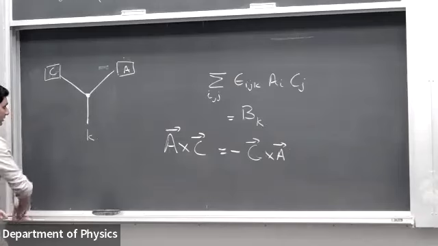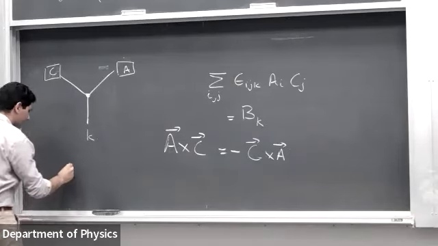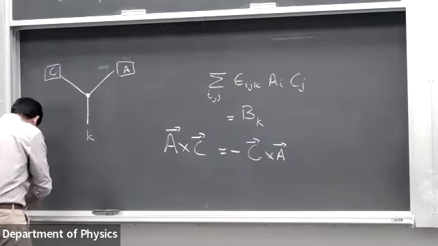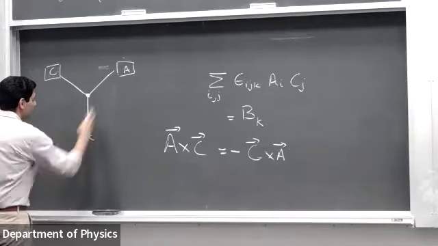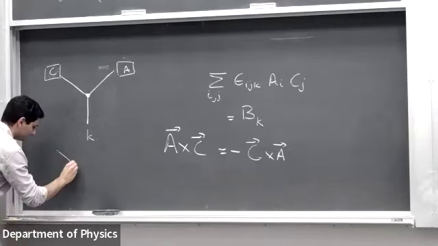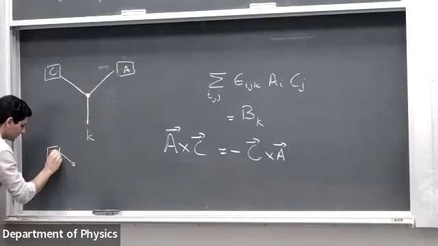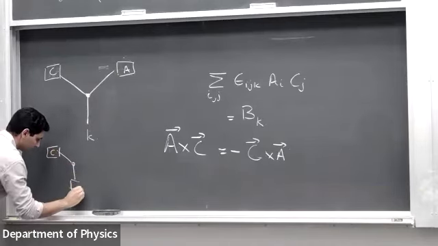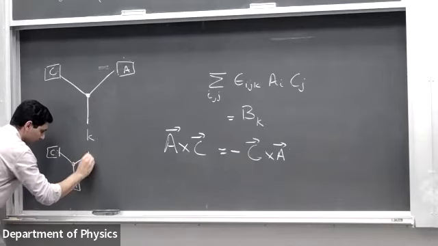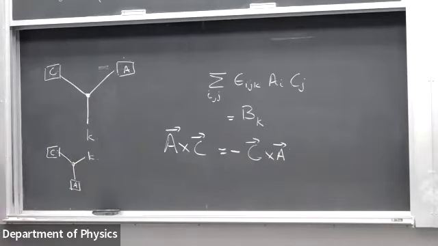If you flip A and K, you just get C, right? This is what you would get. You pick up a minus sign, but you can always read this as C cross A. So it doesn't change anything.